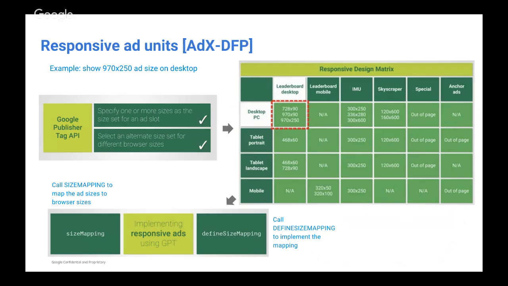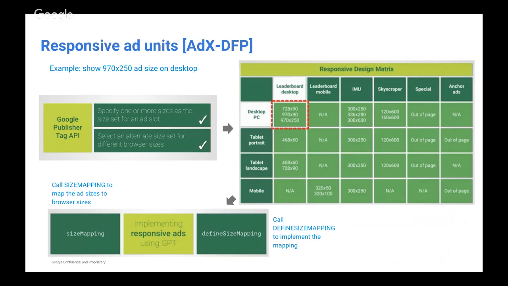And then the third step is that I call the size mapping to map the ad sizes to browser sizes. So the API first checks and calls the size mapping, and then defineSizeMapping implements the mapping that I specify. So this is how it works in DFP and Ad Exchange. If you have further questions on this, I'm happy to provide more information. We can take this offline, and our details will be shared, and you can also talk to your account manager about this.